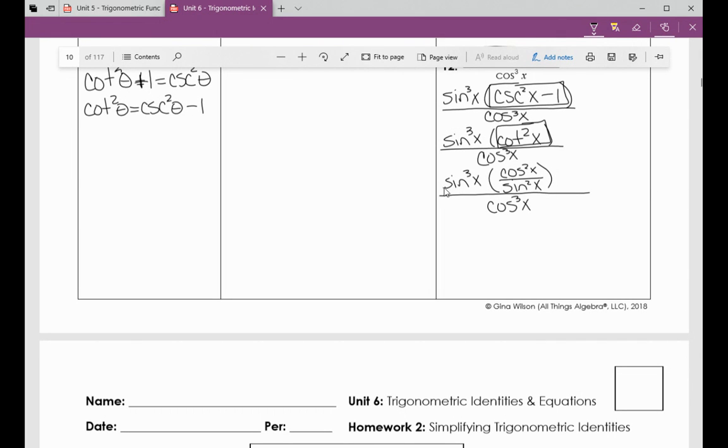Now, if I put sine cube over 1, that changes that to just sine x. So I have sine x times cosine square all over cosine to the third x. What do you think mathematically could happen here?